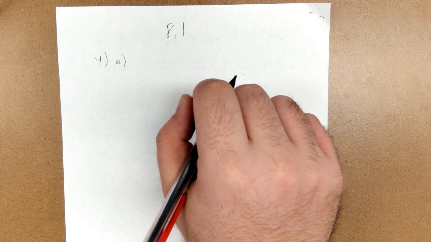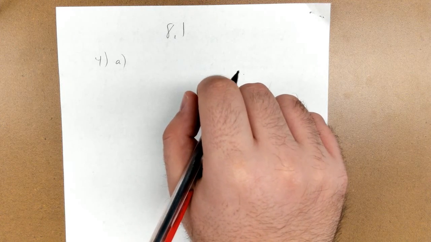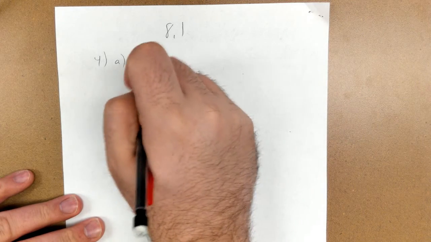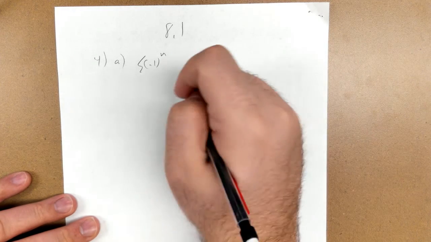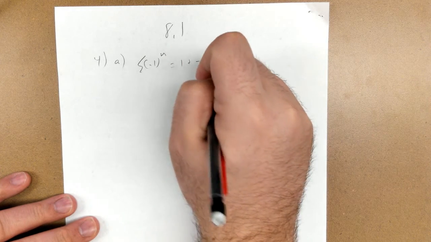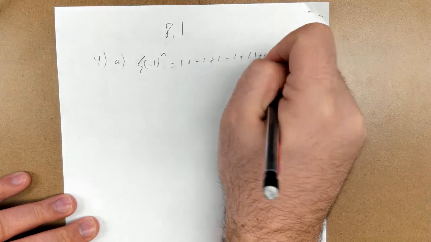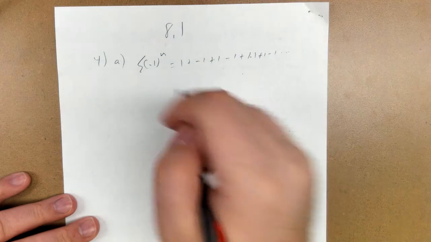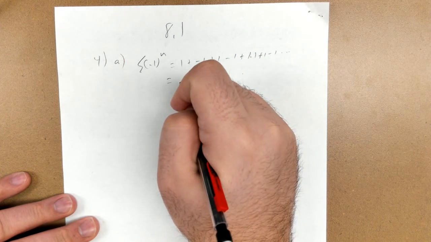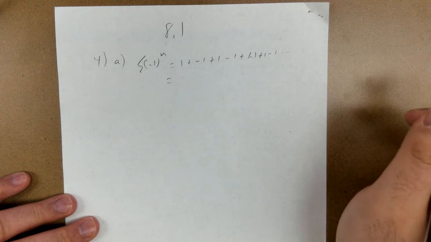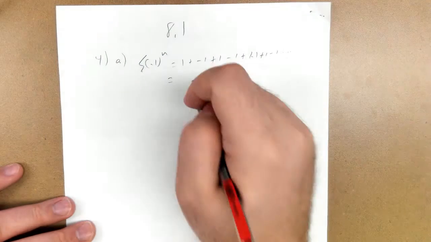4 says show each series is divergent. Well, on all 4 of them, the terms just don't go to 0. This one is tempting to say that it converges to 0 because it goes like this, and you think they all cancel, but that's not true because remember the partial sums are adding the first 1, adding the first 2, adding the first 3, and so on. And that's what it converges to if it converges for a sum.